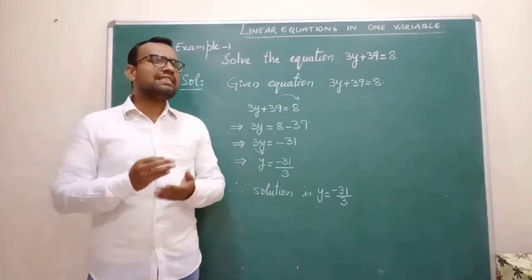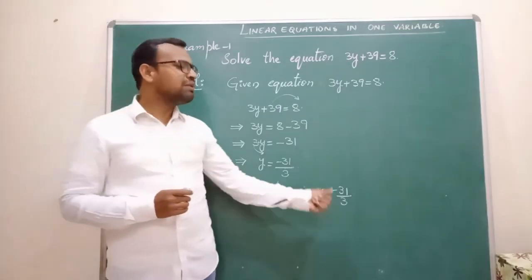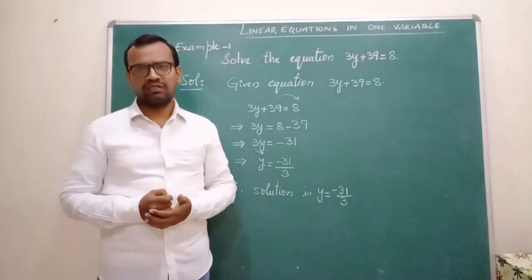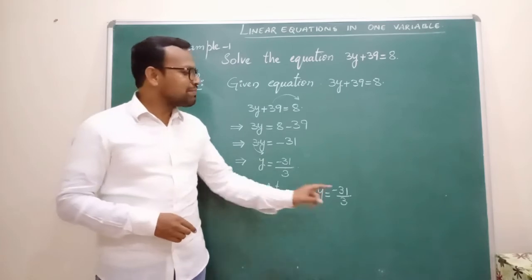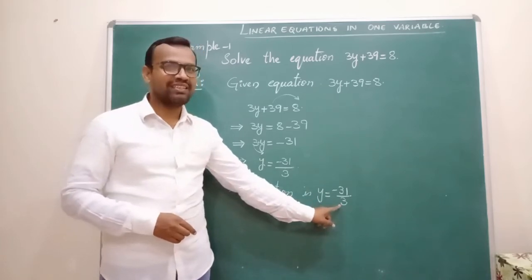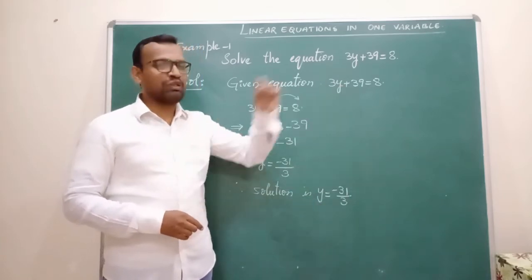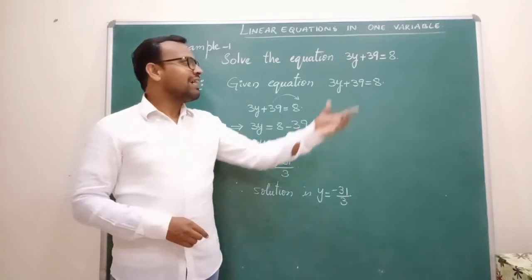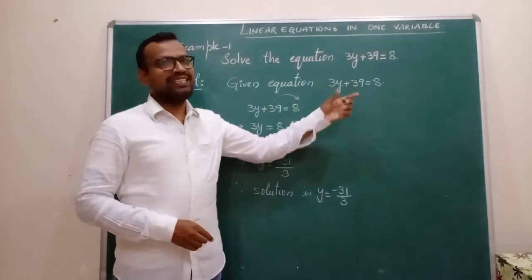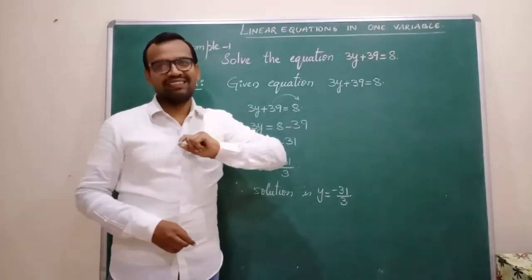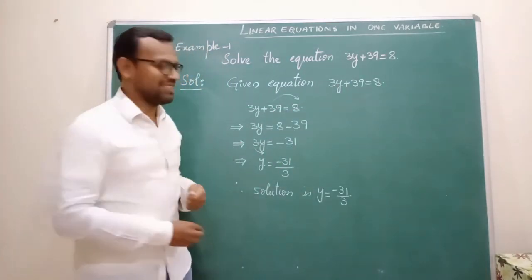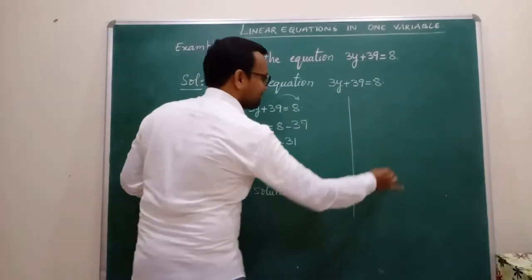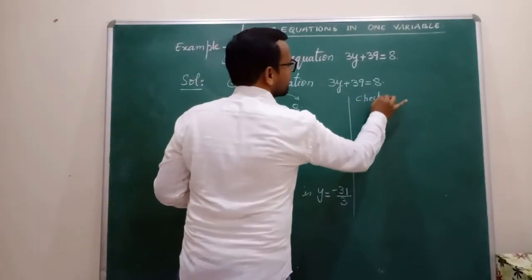Now, let us check whether the solution is correct or not. How can we check that? Pretty simple. Substitute the value of y, the variable, in the equation. If the value of LHS is equal to RHS, then our answer is correct. So let us check. Checking.